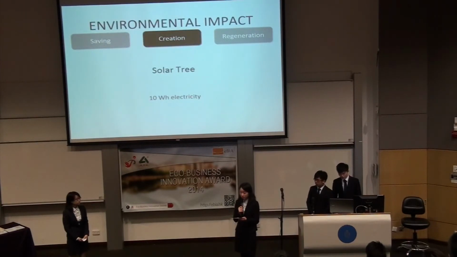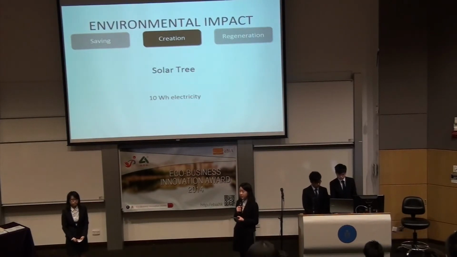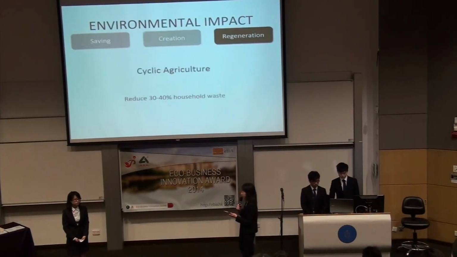For energy creation, the solar panel on the solar tree captures sunlight and generates electricity. It completely eliminates the use of electricity from ordinary street lights. So the street lights can generate 10 watts per hour, so that the whole town can generate an enormous amount of energy.